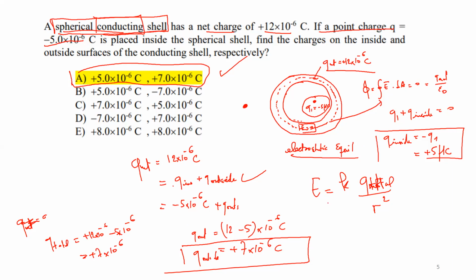I'm using the shell theorem. So the electric field outside is just k times 7 times 10 to the power minus 6 divided by R squared. This charge will be as if located in the middle, and the charge of my spherical conducting shell will also be as if located at the middle. So outside I can use the shell theorem. Okay, good. Now, next question.